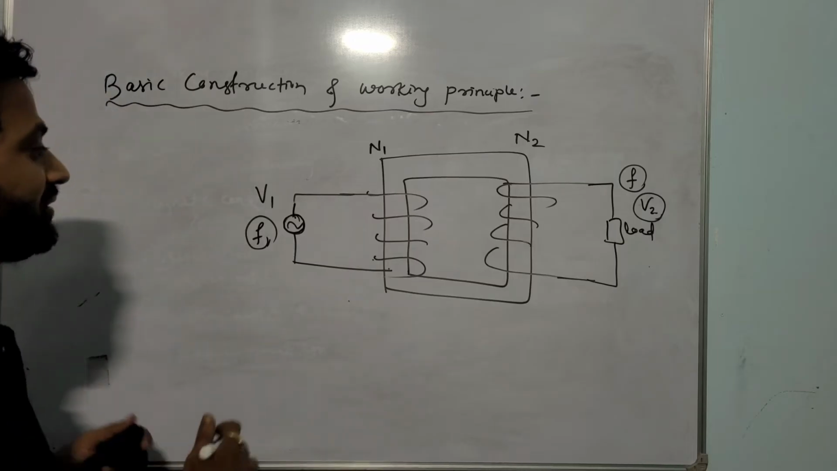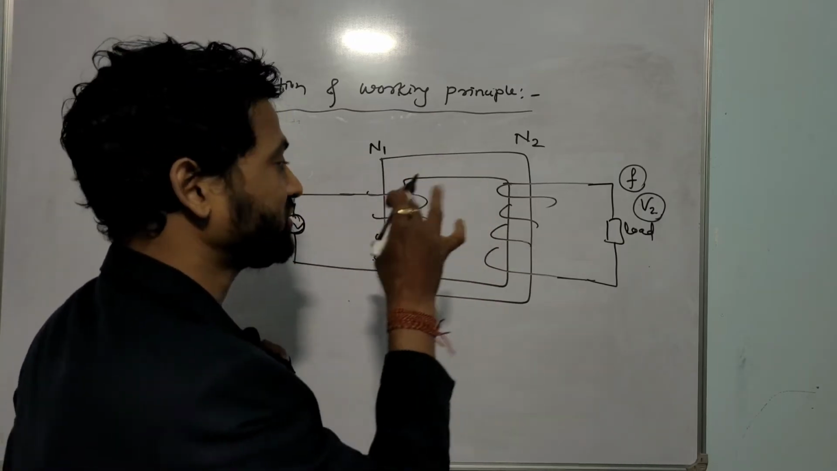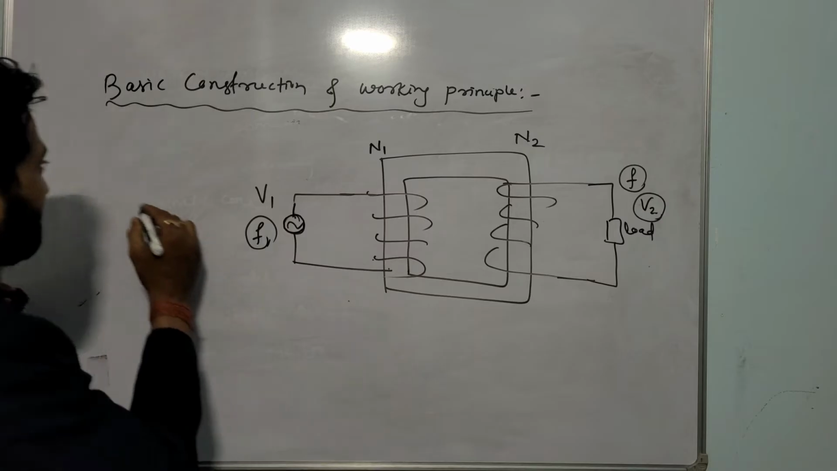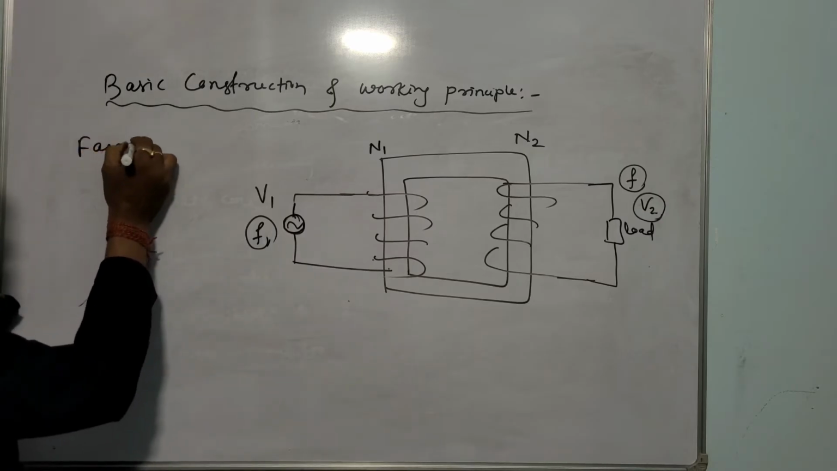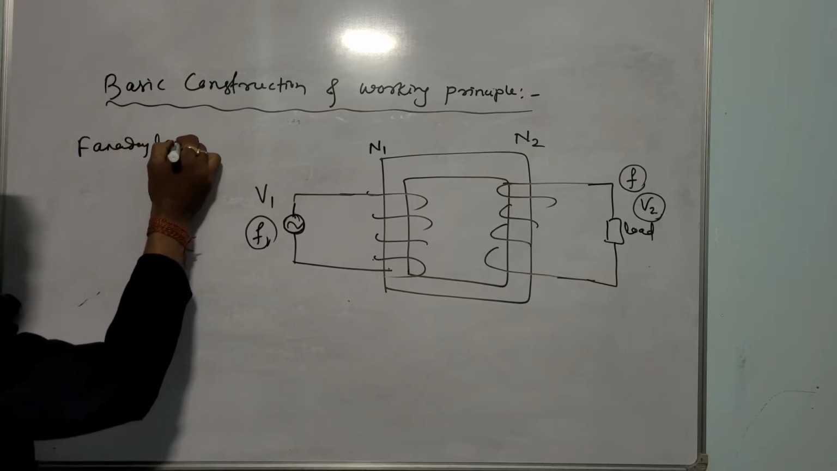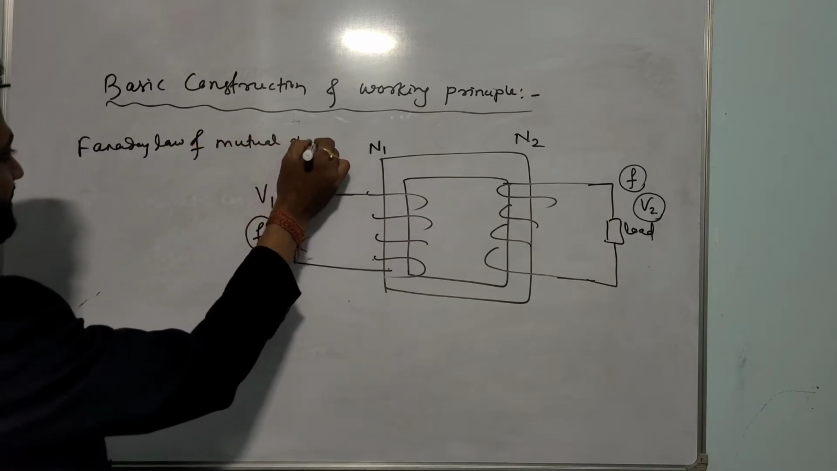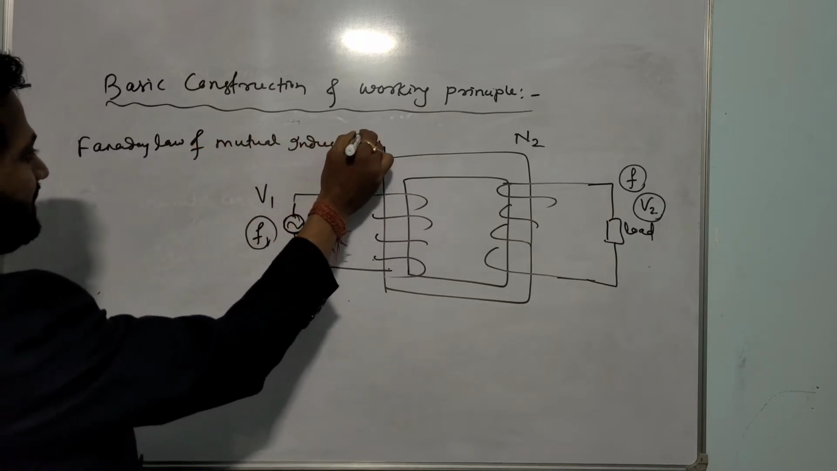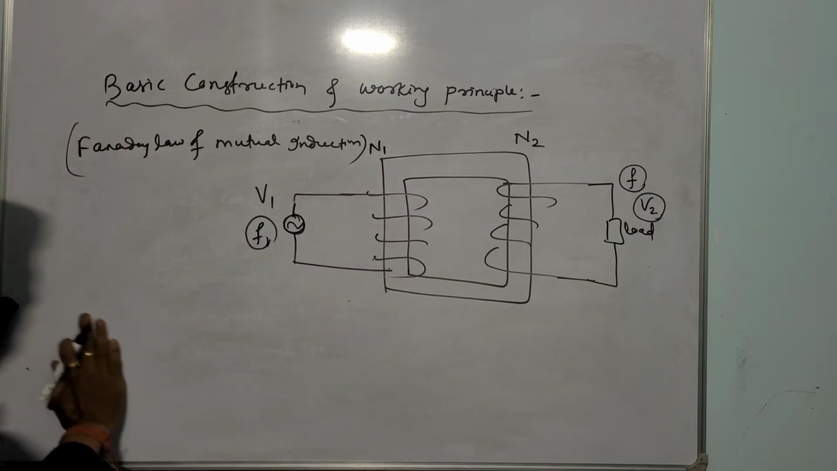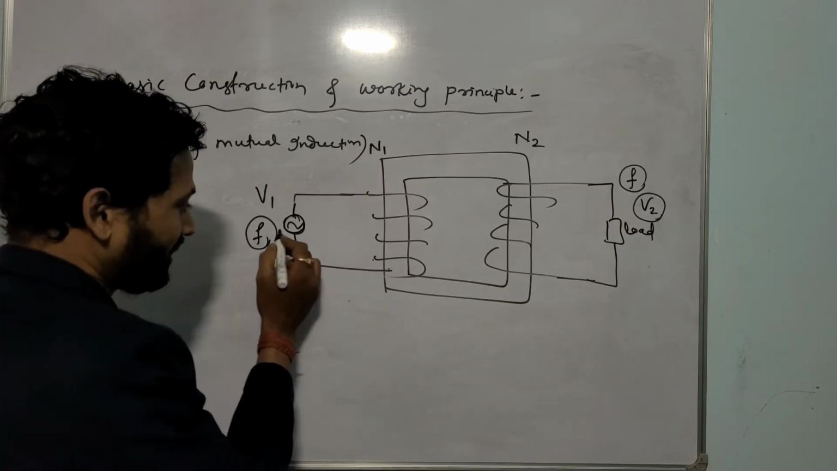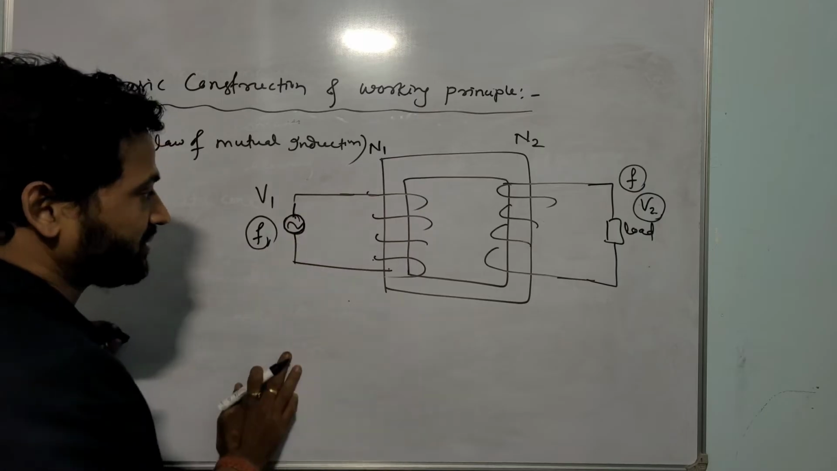How? Due to Faraday's law of mutual induction. That is the principle. So let us understand what Faraday's law of mutual induction is. As I have told, the transformer operates on AC.